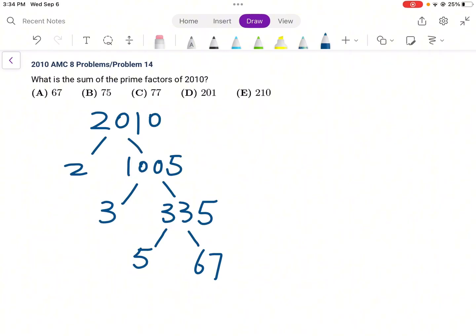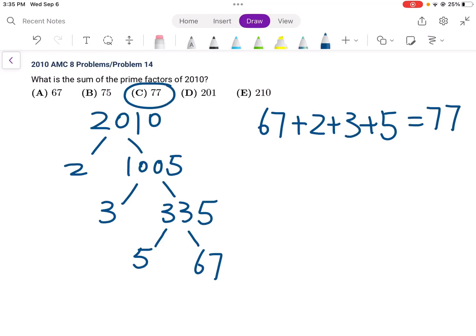67 is a prime number, so it's not divisible. And we use 67 plus 2 plus 3 plus 5. That equals 77. So the sum of the prime factors of 2010 is 77. The answer is C.